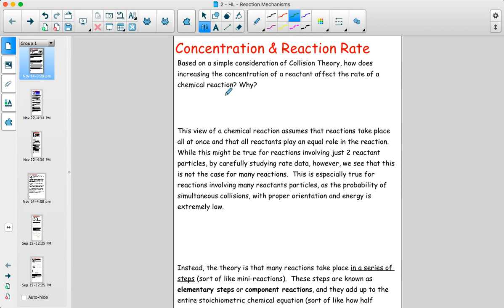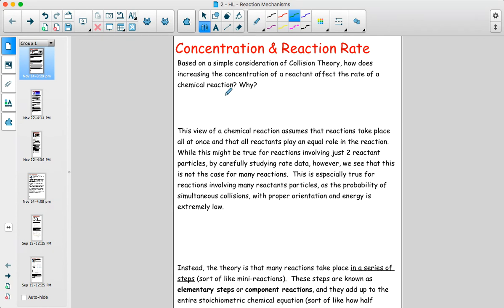However, this view of a chemical reaction assumes that all the reactants in the reaction actually play an equal role. And while this might be true if you just have two simple reactant particles, like an atom and a monatomic ion colliding, there are lots of reactions that we're going to look at that have more than two reactant particles, or that have quite complex molecular structures.